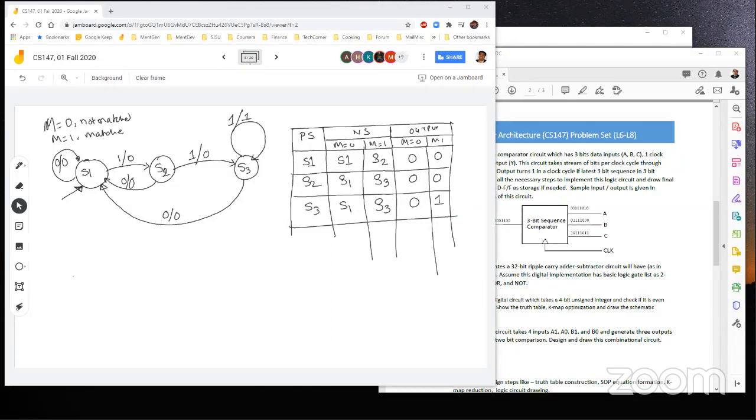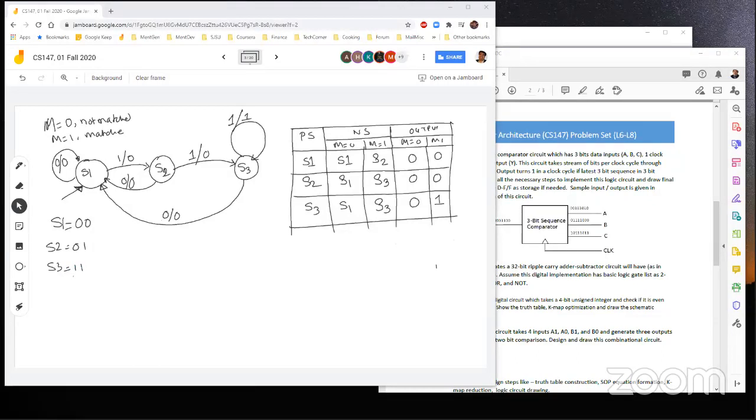Now from here, I want to make the state assignment. One strategy would be, I have 3 states, so I need a minimum of 2 bits for that. So I'm assigning them as, let's say, S1 is 0, 0, S2 is 0, 1, S3 is 1, 1, let's say. Okay.